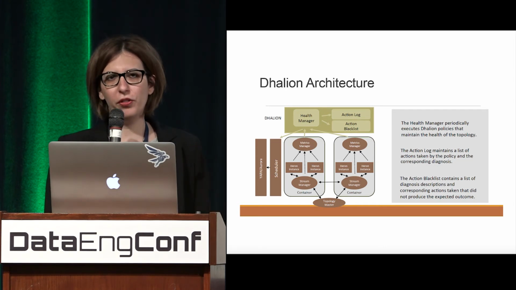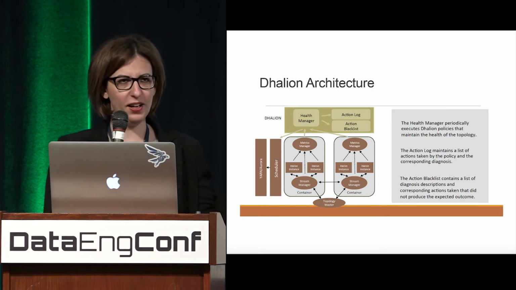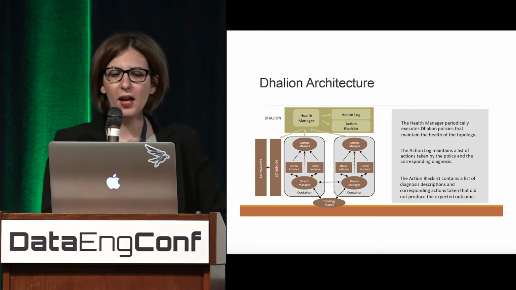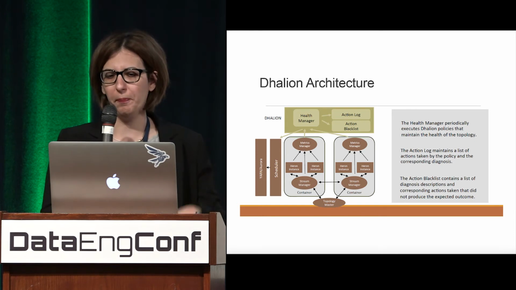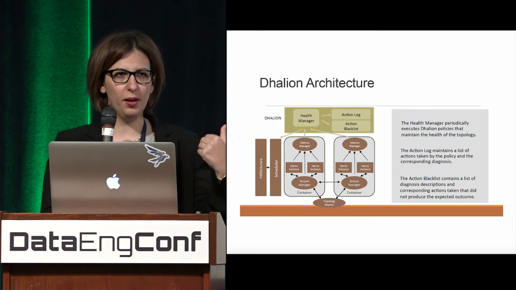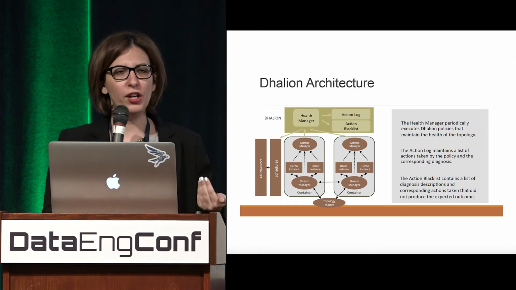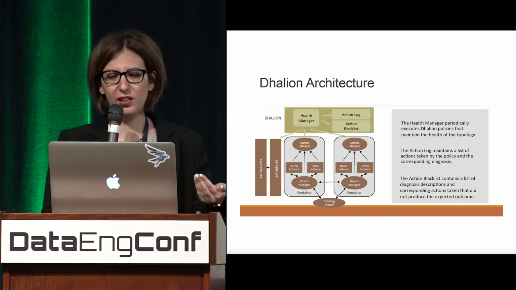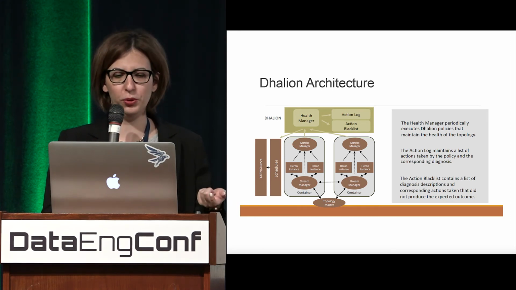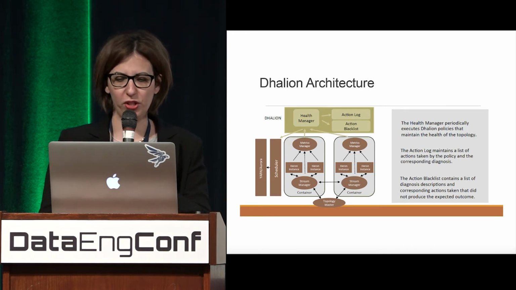Then we have the action log that maintains a list of actions taken by the policy, along with the timestamp and all that, so that we can debug and see what's happening in the system. And then we also have an action blacklist that essentially captures which actions were taken but didn't lead to the correct outcome. For example, we may have an action that says, I expect if I scale up resources I will meet a throughput SLO, but after performing that, we didn't meet the throughput SLO. So we essentially blacklist actions so that we don't repeat failed actions again.